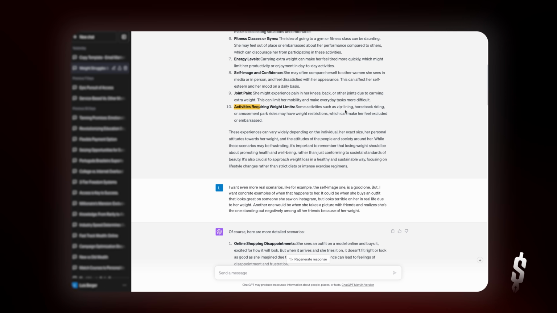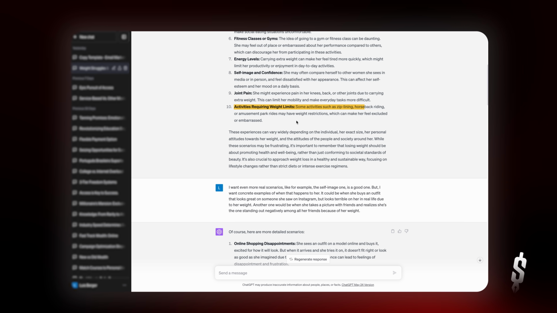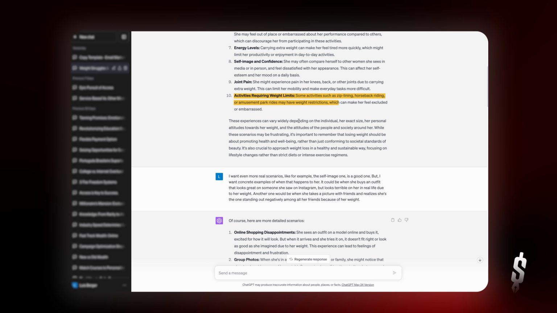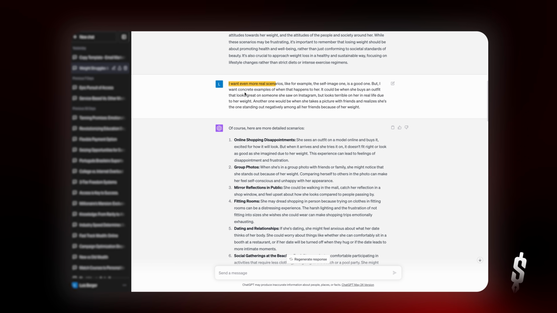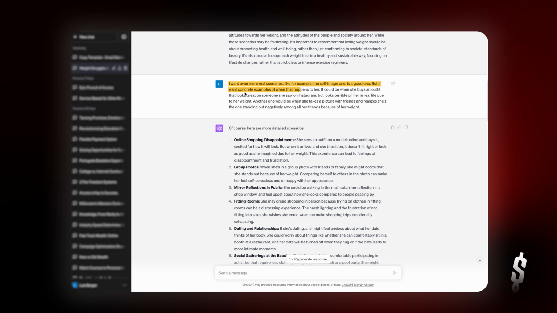And then activities requiring weight limits. Some activities such as ziplining, horseback riding, or amusement park rides may have weight restrictions, which can make her feel excluded or embarrassed. Cool. Now, I went even a step further here. After that, I said, I want even more real scenarios. Like, for example, the self-image one. It is a good one, as I told you. But I want concrete examples of when that happens to her.